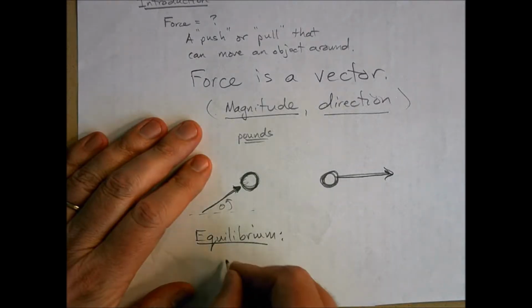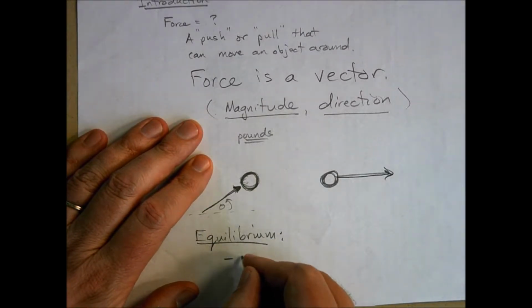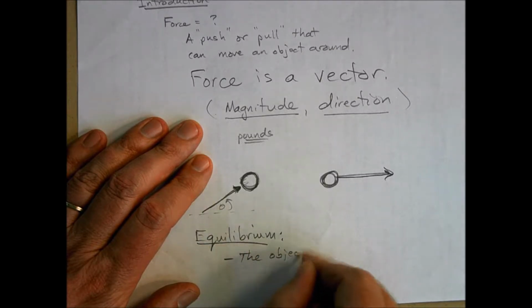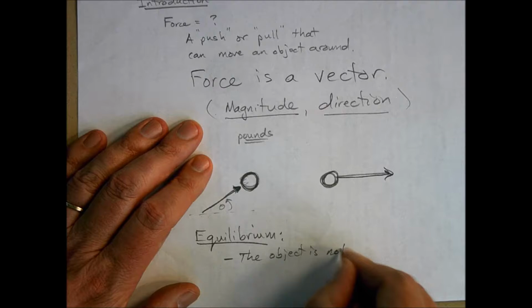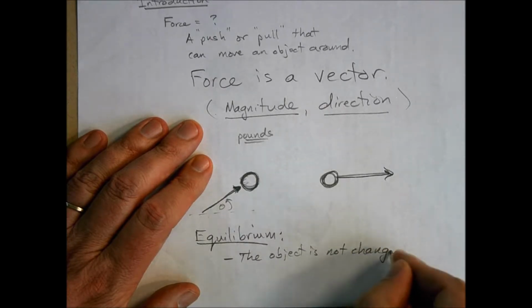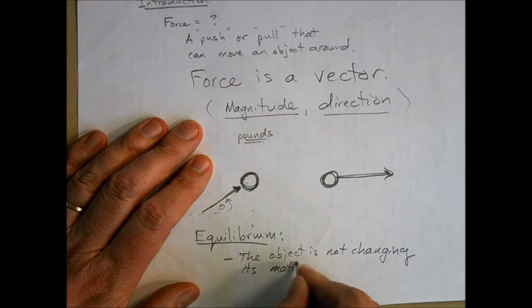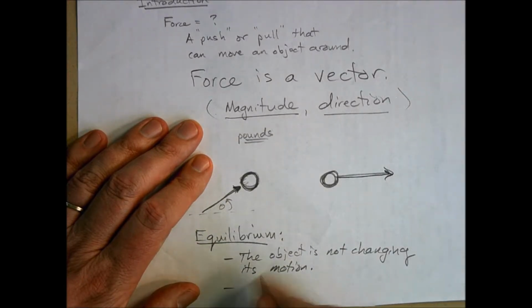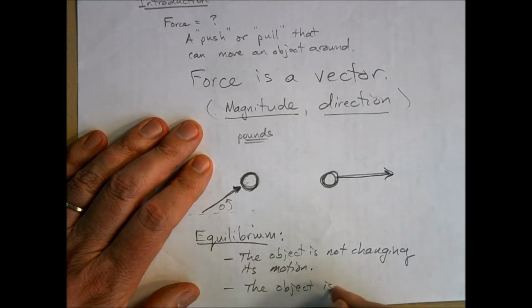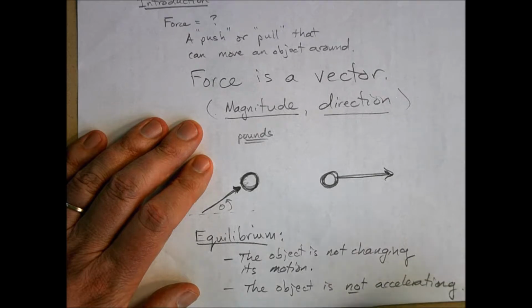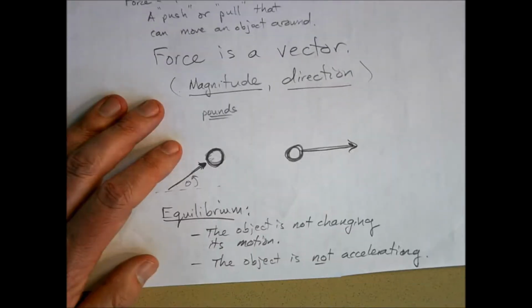It means the object is not changing its motion. Another way of saying it is the object is not accelerating. Okay? So that's what we mean by equilibrium.